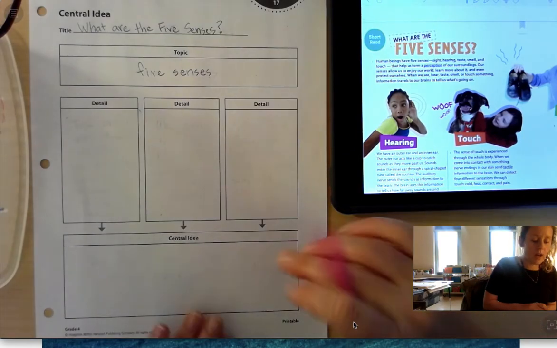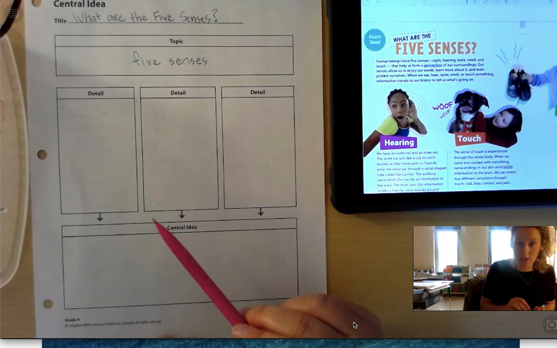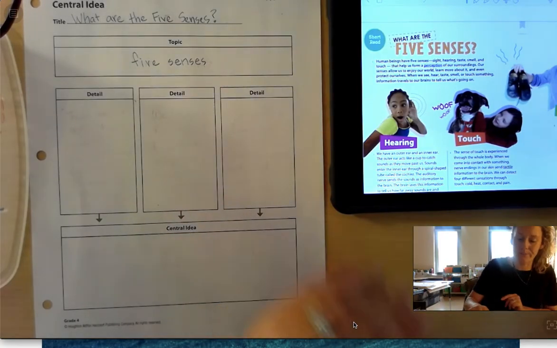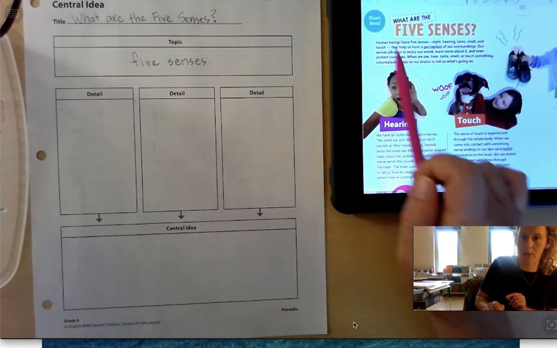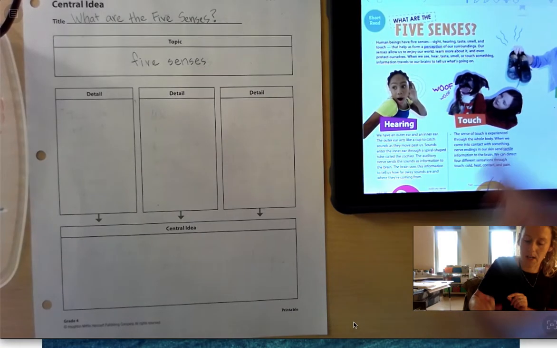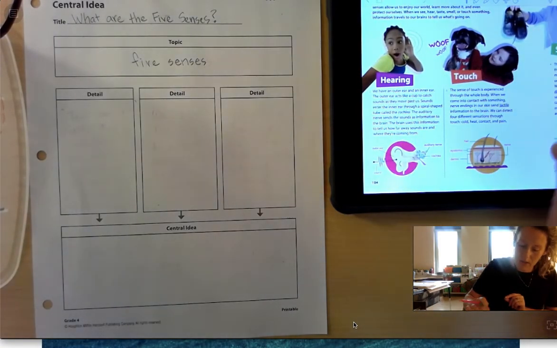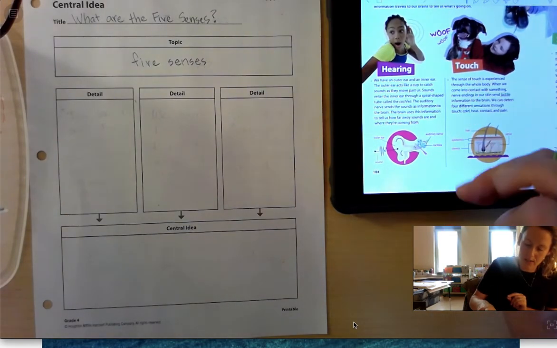Now I'm going to find 3 details from the text that are important or interesting before I come up with my central idea. So I have the text right here. I'm going to come back to this section right here at the very end before I do my central idea, but I'm going to try to find a detail from each of these sections. So I'm going to start with hearing. I'm going to do this detail right here.